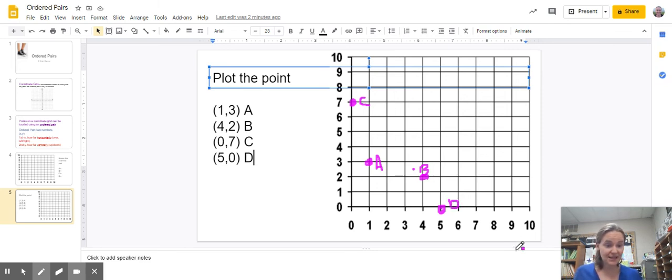Okay? Just that easy. Over, up, X, then Y. If you can remember that, you will be a pro at ordered pairs. You got this. We'll do some more practicing tomorrow. Okay? See you later, 5th graders.